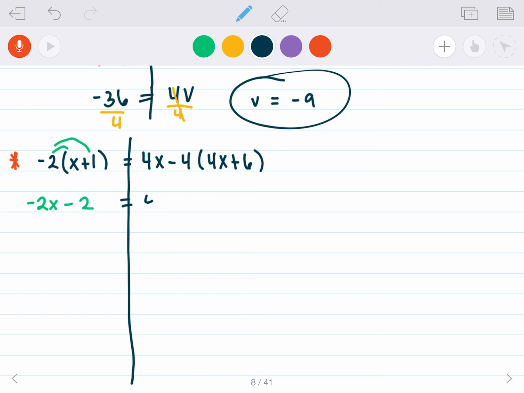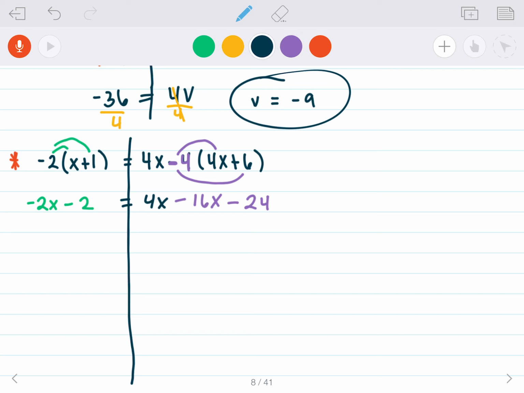And on the right side, be careful, there's a negative attached to this 4 that's being multiplied, okay? Be careful with that sign. So negative 4 times 4x and negative 4 times positive 6. Negative 4 times 4x is a negative 16x. And a negative 4 times a positive 6 is a negative 24, okay? Step 1 is complete.